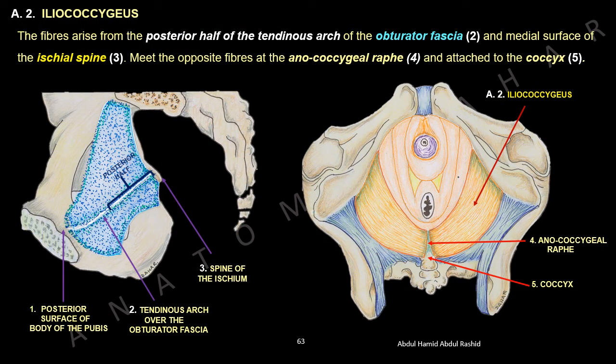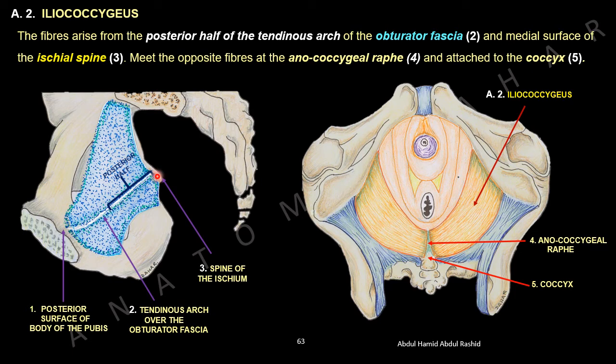A2, iliococcygeus muscle. Let's see the diagram first. This is the medial surface of the right hip bone, and this is the obturator fascia, which covers the medial surface of the obturator internus muscle. This is the ischial spine. So this is the tendinous arch over the obturator fascia. The origin of the iliococcygeus is the posterior half of the tendinous arch of the obturator fascia and the medial surface of the spine of the ischium.